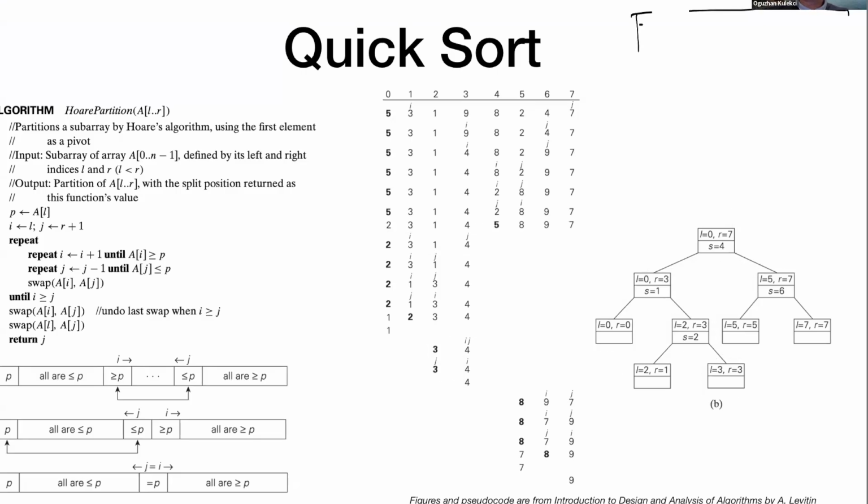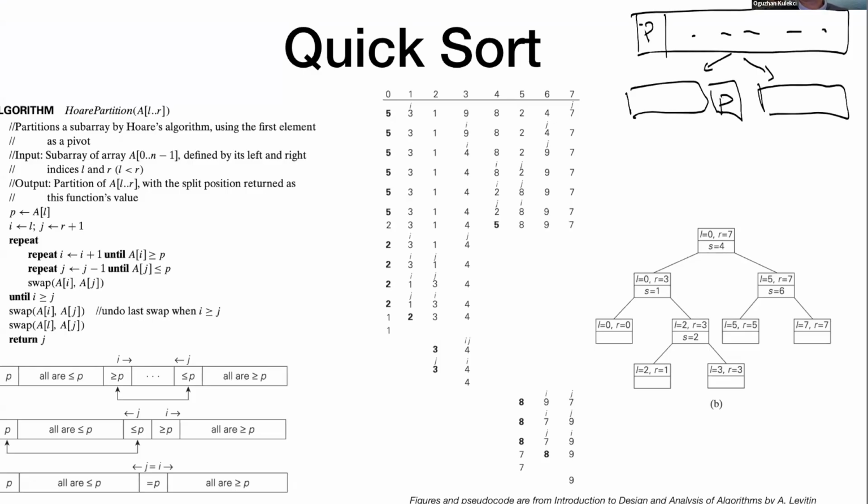You are given the array, you choose the pivot element, and all the elements that are less than this pivot go to the left. Pivot is in its correct position, and all the elements greater than the pivot go to the right. You choose the pivot element, right? And you do the same thing here. Okay, so this one is this, and then you do the same thing here. Again, the pivot is in the correct position.